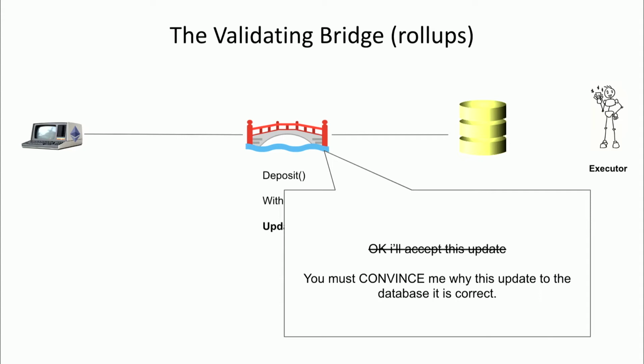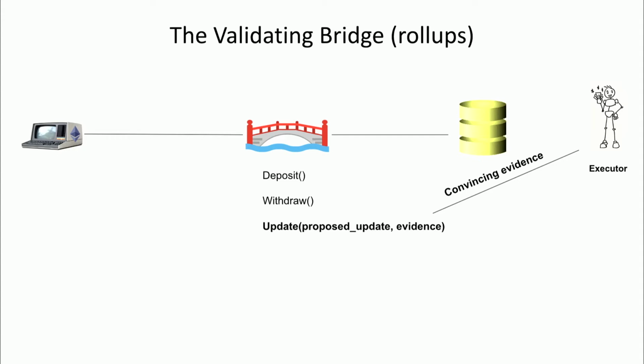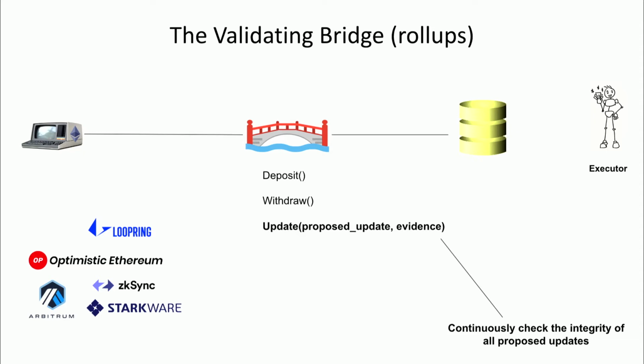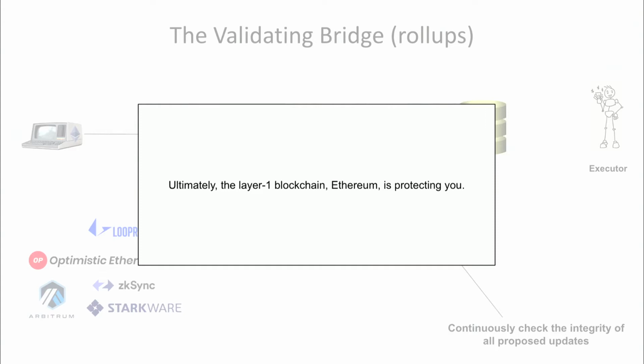And so then the executor will have to send some convincing evidence to the bridge and say, yep, here's convincing evidence that it actually is a valid update. The bridge will check this, is it safe, is it alive, and then it will accept it. So it's validating everything about the off-chain system. And this is basically what the rollups are trying to build. They're all trying to build this validating bridge under the hood. And hopefully, if one team can get it right, then ultimately, the bridge is protecting you, the smart contract is protecting you, and a system like Ethereum is protecting your funds. So it's a bit like a boxer punching the adversary and not letting the adversary win.